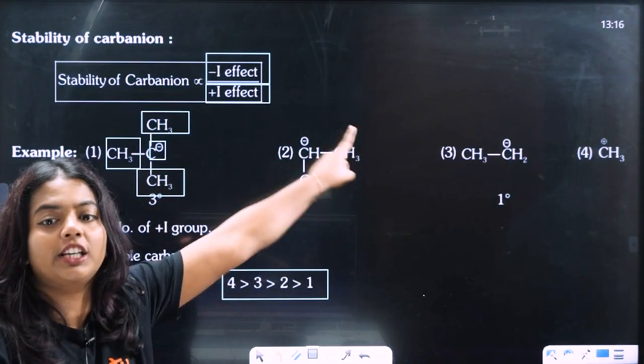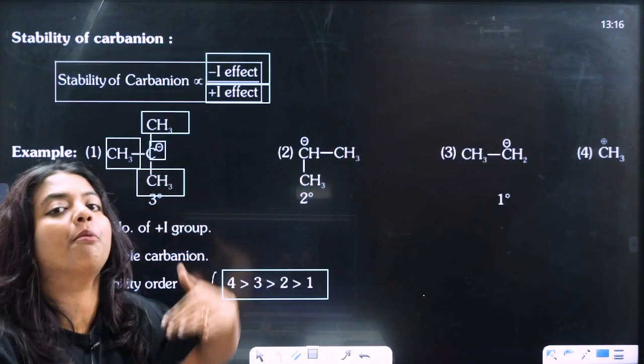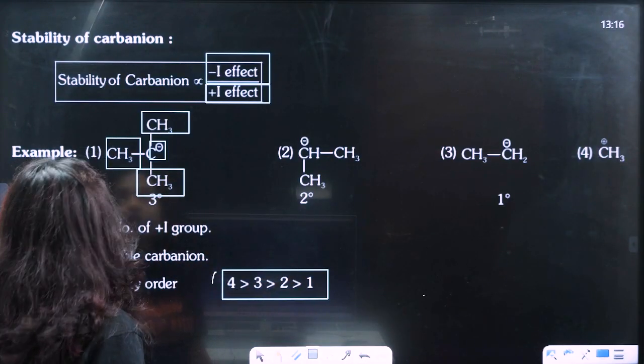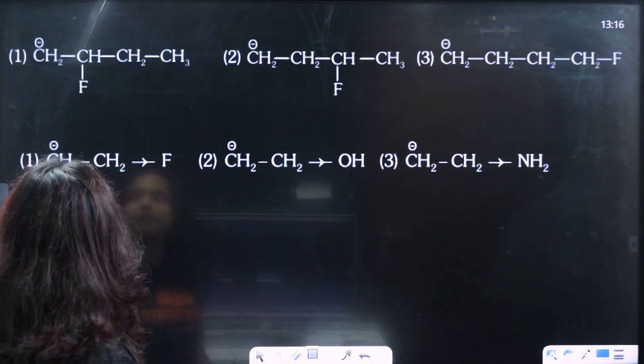It will be the most for that one. Here, because of the plus I effect, the stability will decrease when they face these carbanions. So this is the next application of this particular inductive effect.